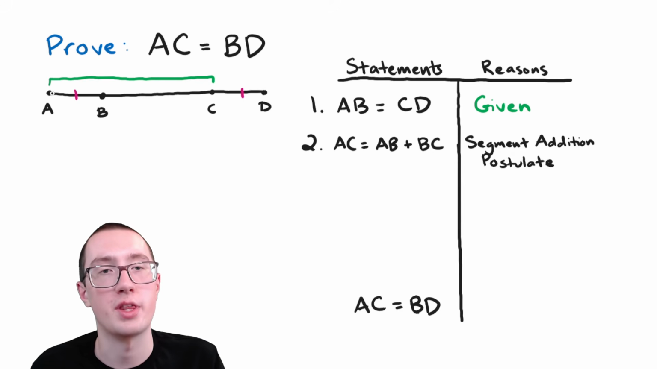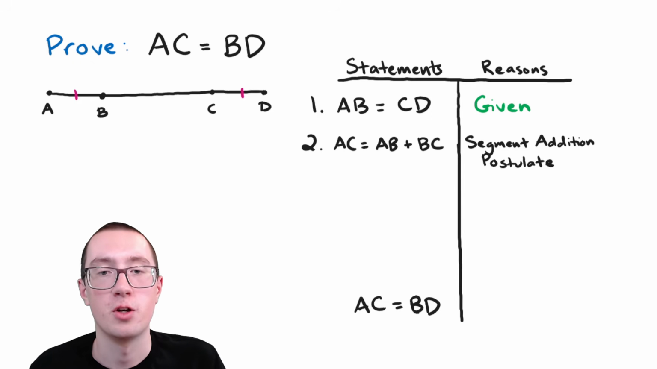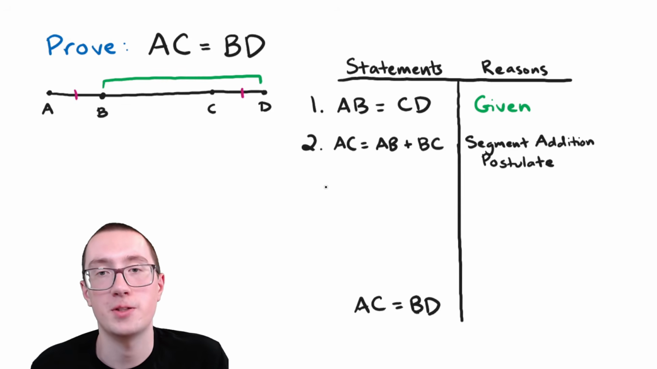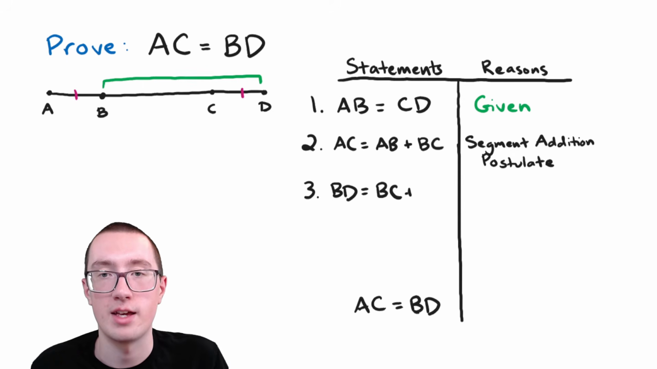So we've just proved that AC includes AB and BC, but we can actually do the same thing for our other part here, which is BD. So let's go ahead and write another statement that says the same thing. So BD is actually two separate parts. It's BC here, right? And it's CD. And the rule is exactly the same. It was the segment addition postulate.